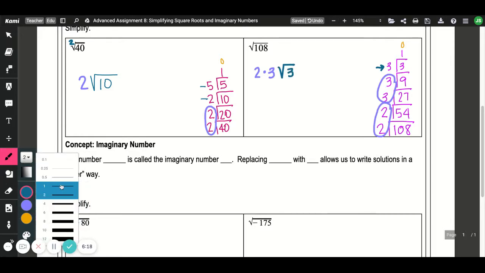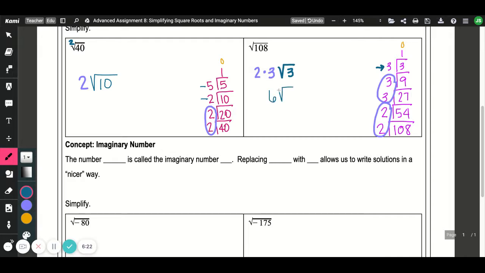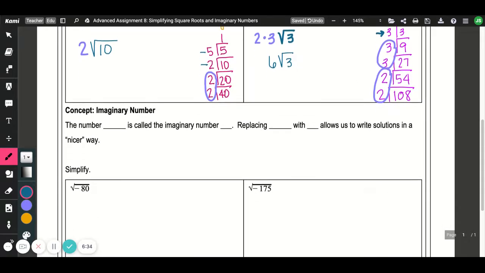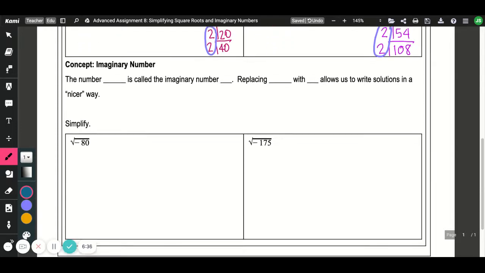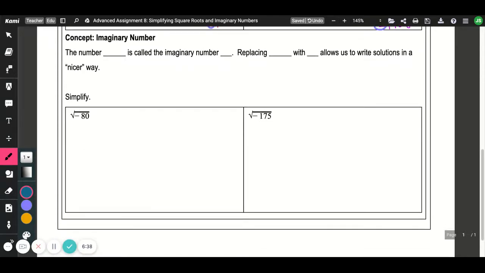So then if I multiply those two in the front, 2 times 3 is 6, radical 3. You probably haven't done the birthday cake method before, but you have done simplifying radicals before. If you have a different way that you like, go for it. If you want to keep doing the factor tree, you can keep doing the factor tree. So we need to introduce you to something new now.